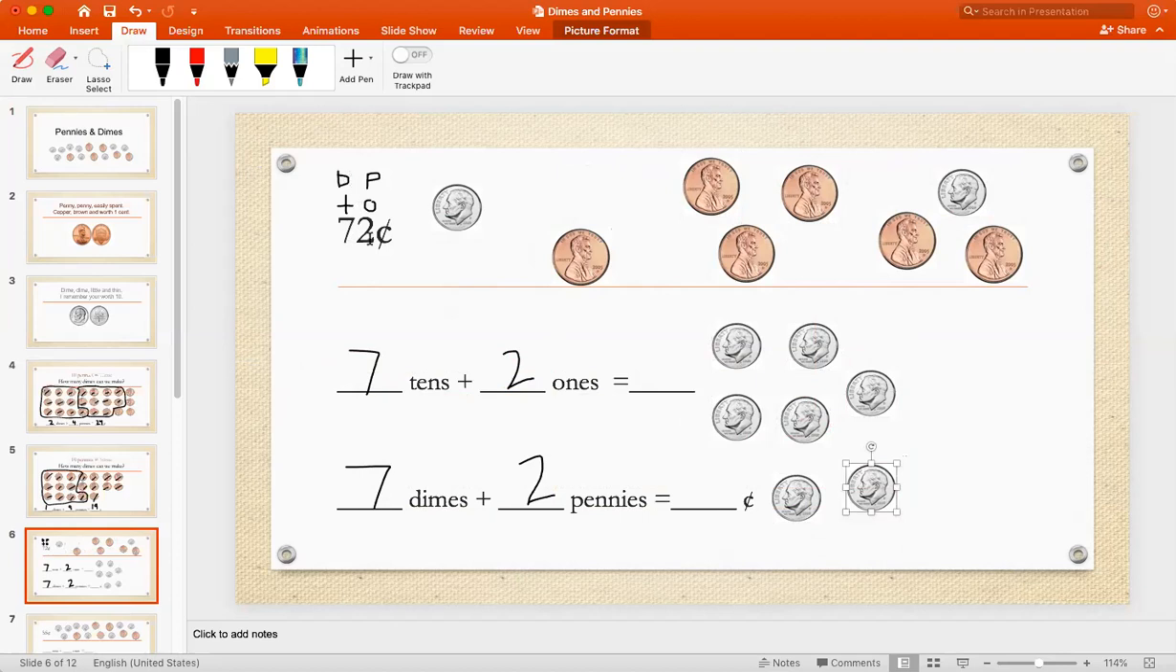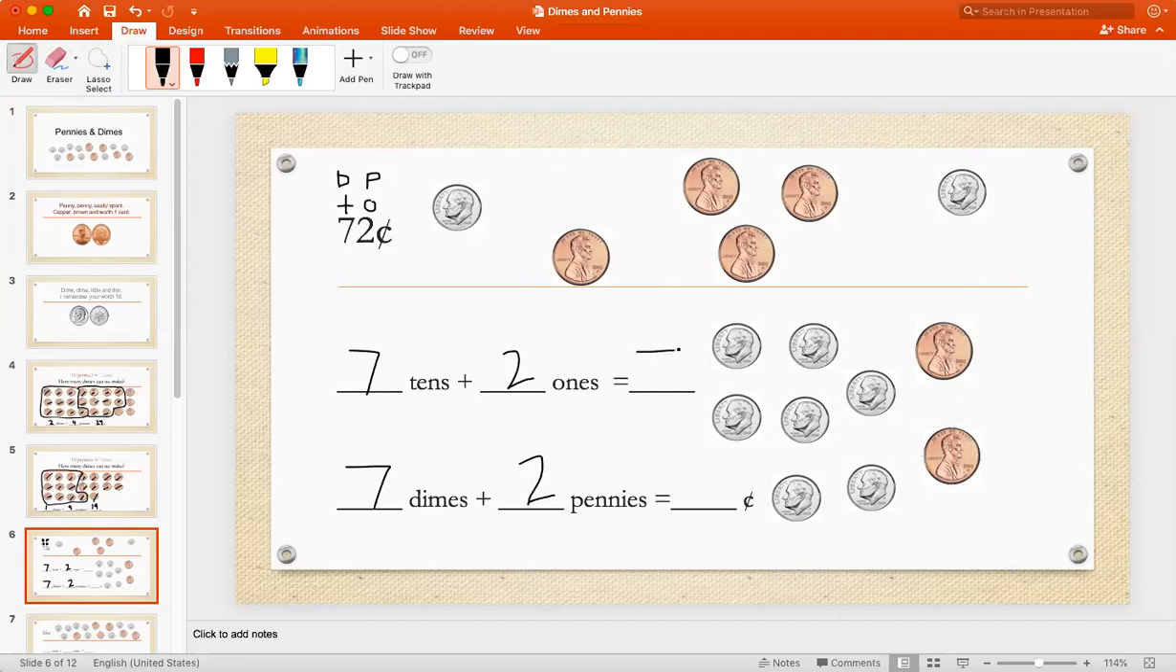Okay. Now 2 ones, or in this case 2 pennies. So we're going to pull down 2 pennies. 1, 2. Now I'm going to count to see how many we have all together. These we're counting by tens because they're worth 10. These we're counting by ones because they are worth 1. So ready? 10, 20, 30, 40, 50, 60, 70, 71, 72. Okay. So we have 72 here.